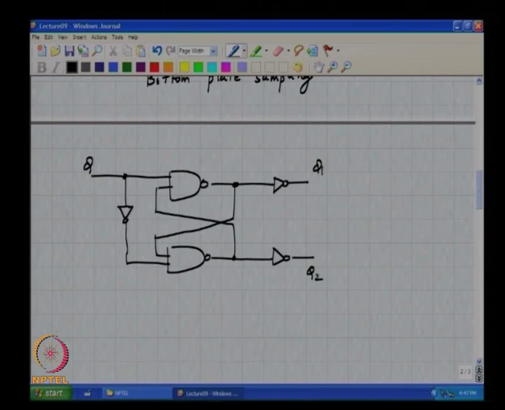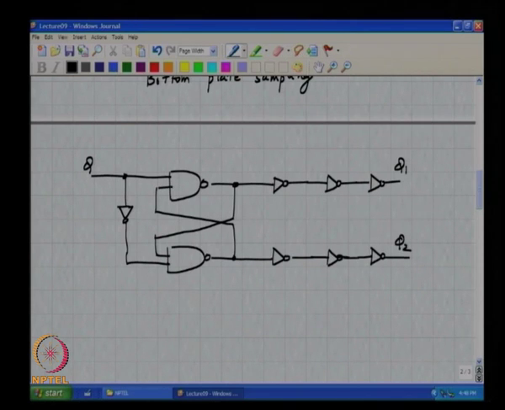phi 1 and phi 2 are non overlapping clocks. Now, you want phi 1 bar, phi 2 bar, these are the complements. So, if you call this phi 1 and you call this phi 2, both of them are still non overlapping. You understand? Please note that these two are non overlapping.